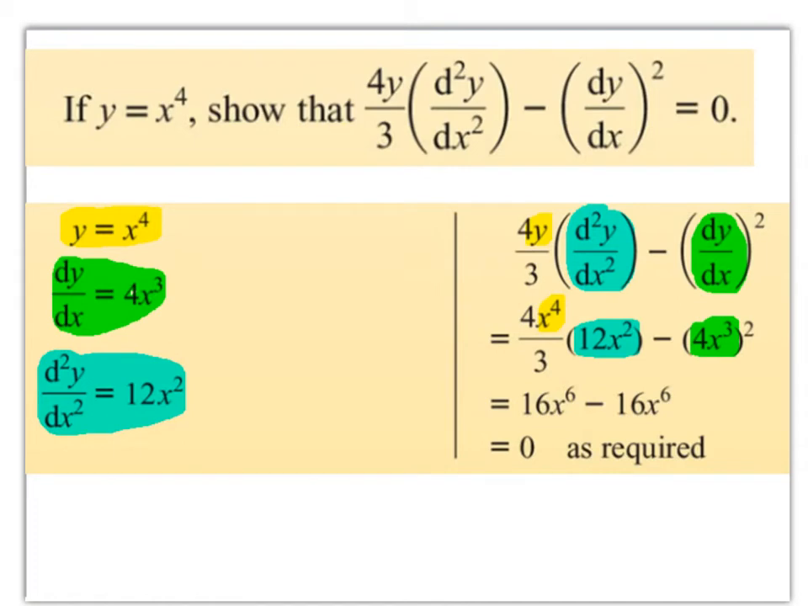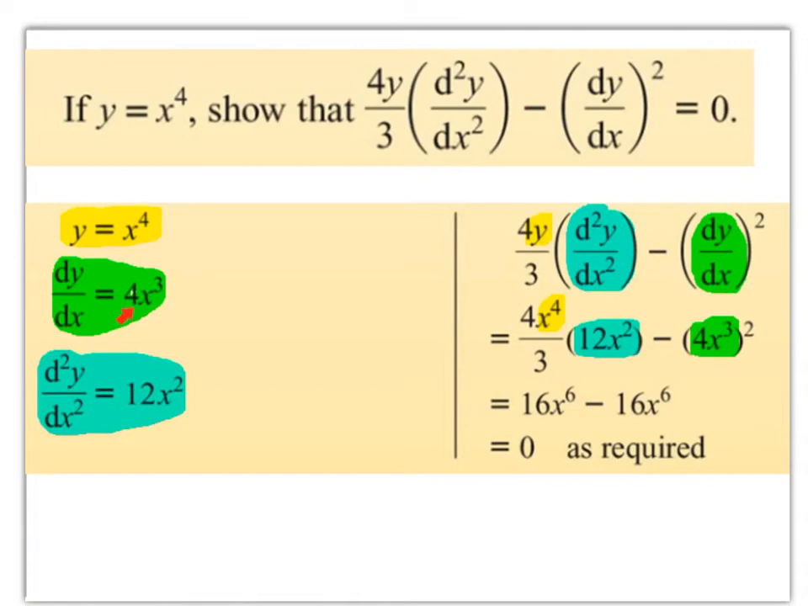If y is equal to x to the power of 4, show that 4y over 3 times d2y dx squared minus dy dx all squared is equal to 0. So we have y is equal to x to the power of 4. The first derivative, dy dx, is going to be 4x cubed. So bring the power down in front, reduce the power by 1, so we get 4x cubed. And then the second derivative, differentiating 4x cubed, we get 12x squared. Bring the power down in front, reduce the power by 1, we get 12x squared.